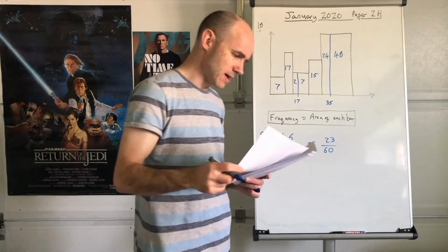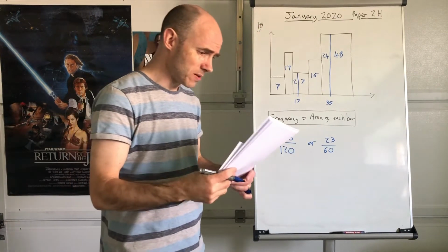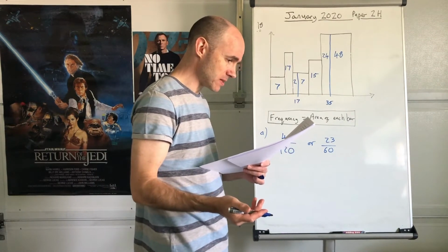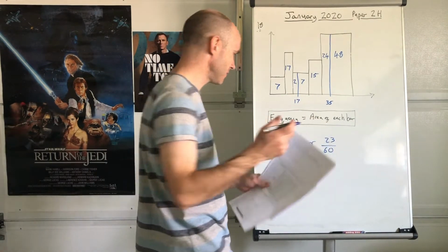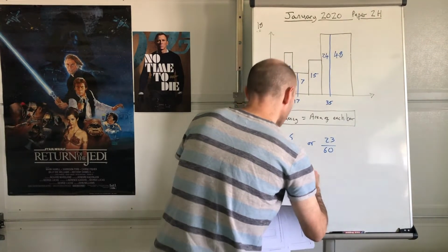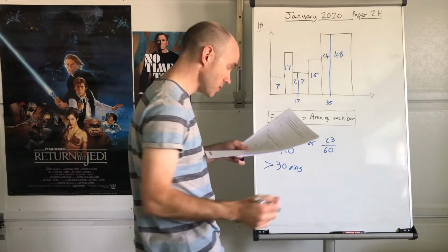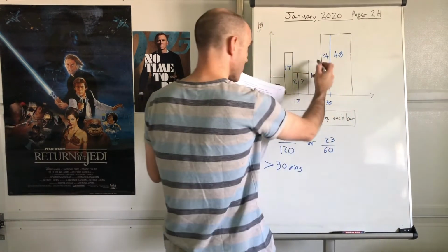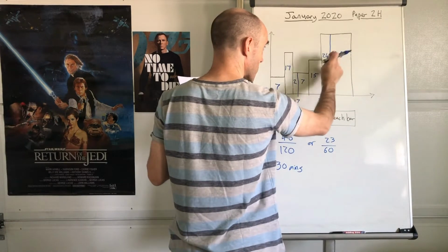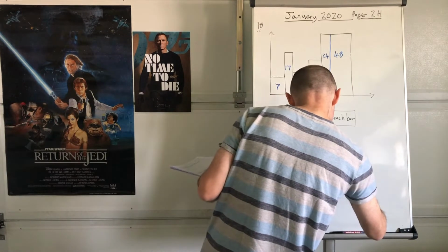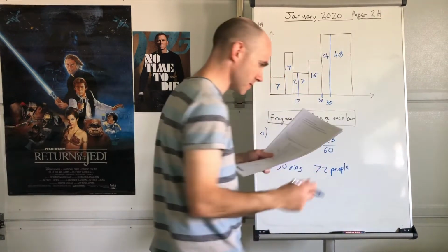Okay? And then there's part B. One of the customers is selected at random. Given this customer spent more than 30 minutes in the supermarket, let's work that out first of all. How many people spent more than 30 minutes? Let's have a look again. So 30 minutes is there, okay? So that's all of these people. 24 plus 48, so that's 72. Okay, so 72 people. So that's that, okay?